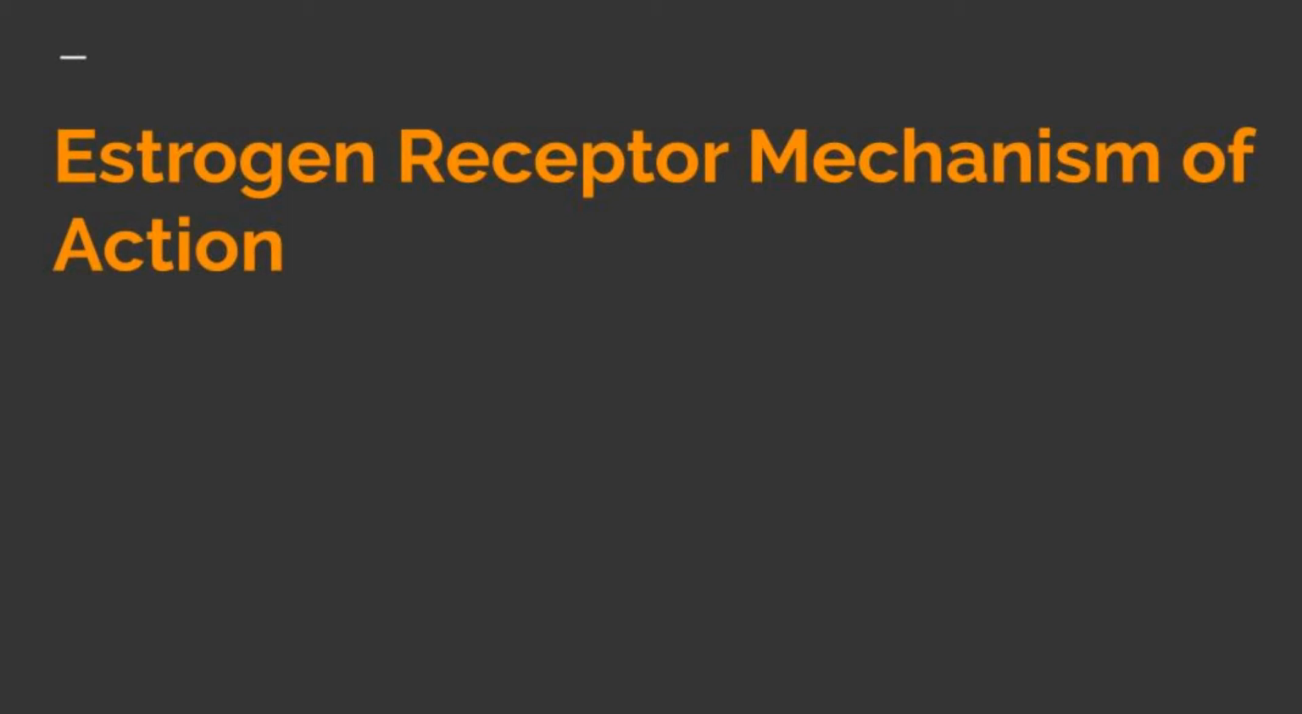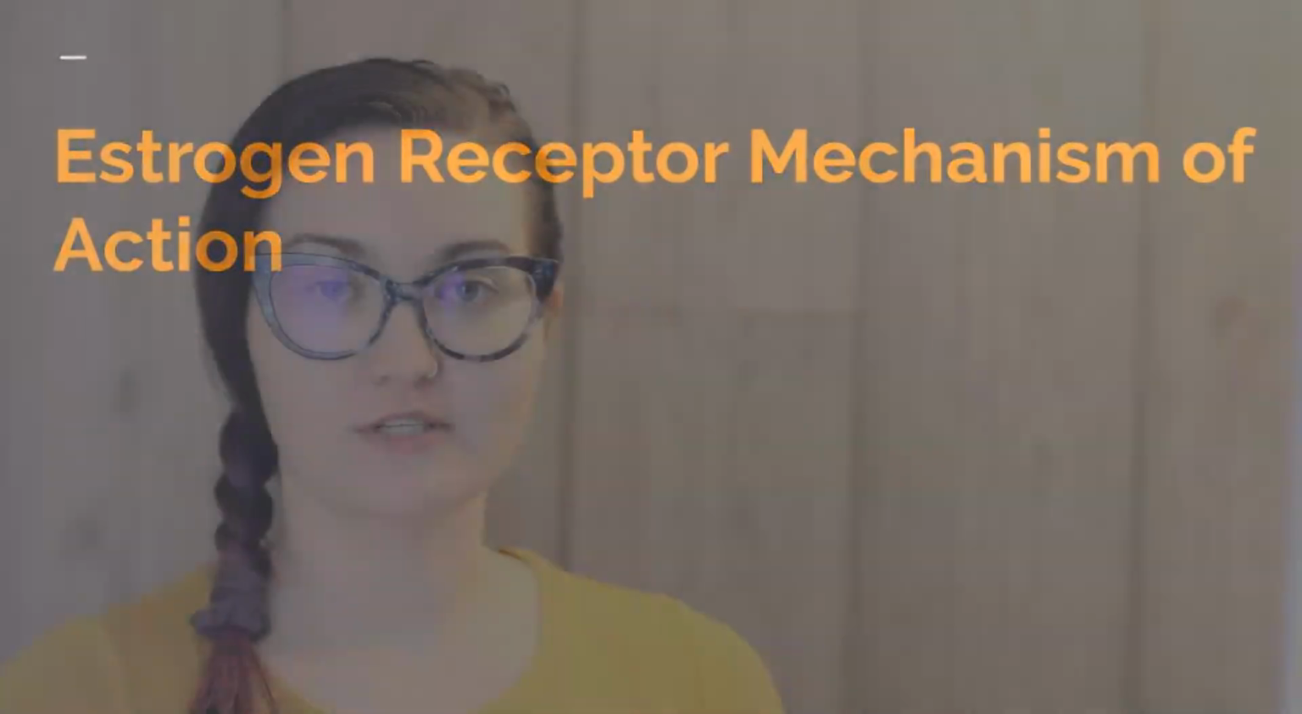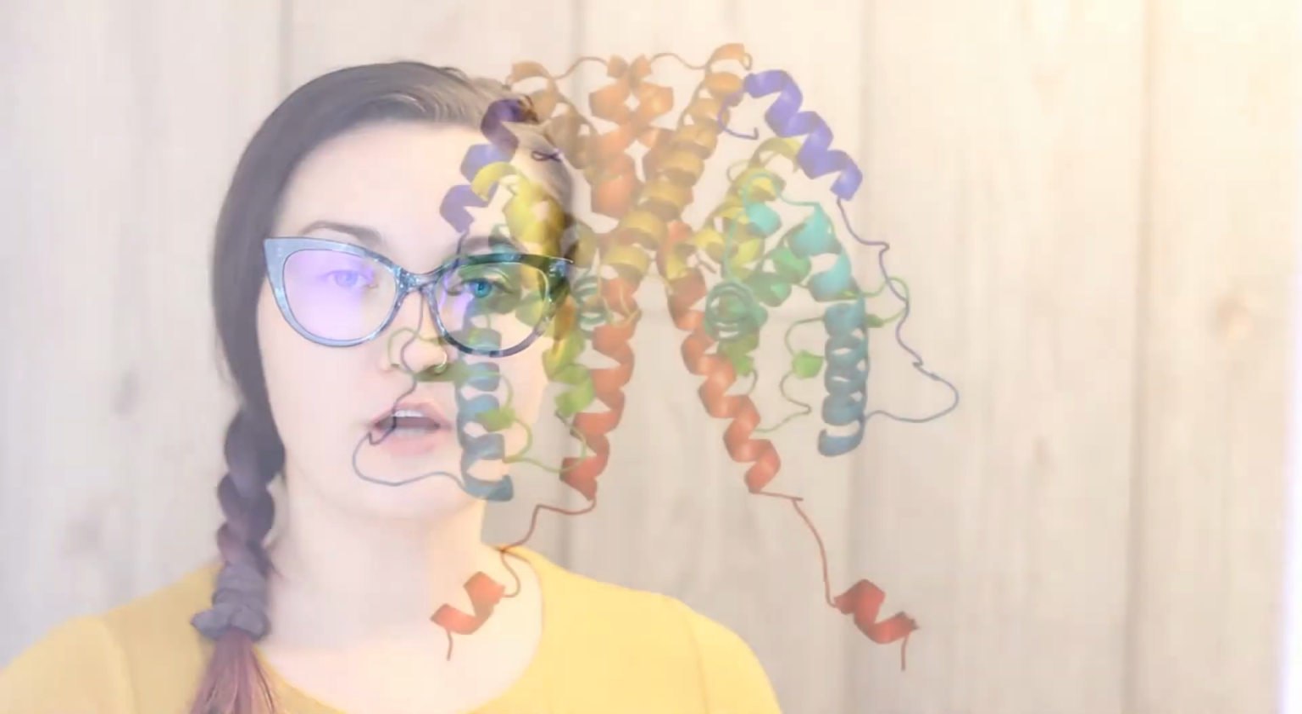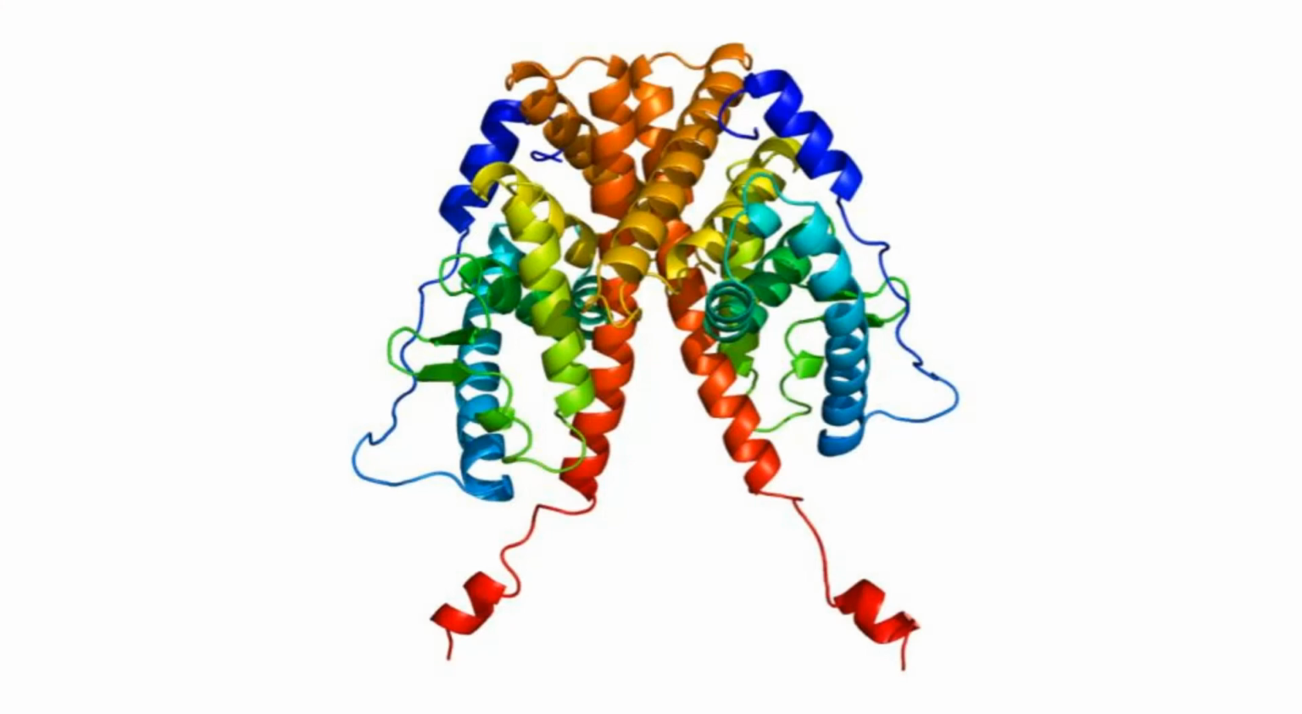Now we're going to get into the mechanism of action of the estrogen receptors. There are two different receptors found in our bodies, ER alpha and ER beta. They are coded for by the ESR1 and ESR2 genes respectively. Estrogen receptor alpha is the receptor that regulates normal breast development as well as breast cancer. ER alpha has a high affinity of binding to estradiol.